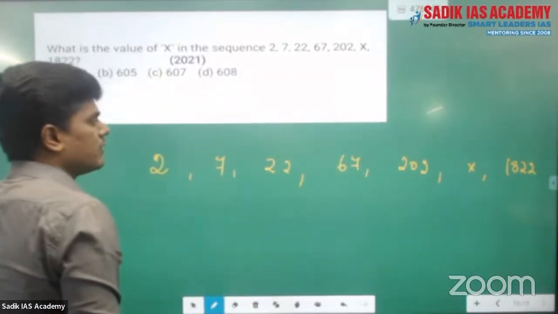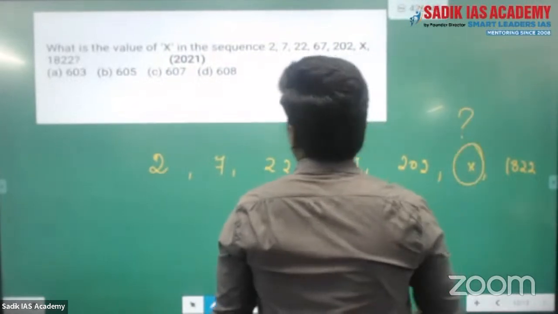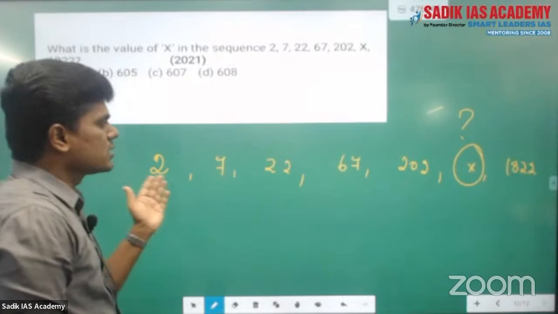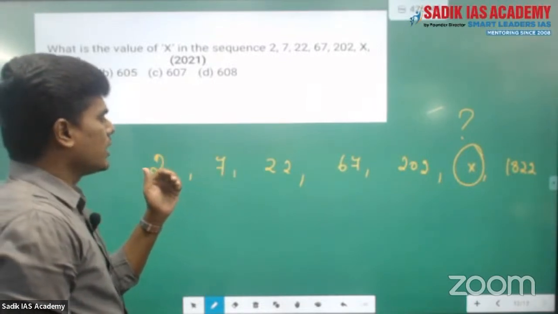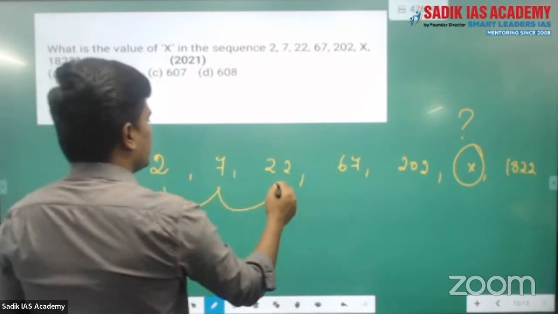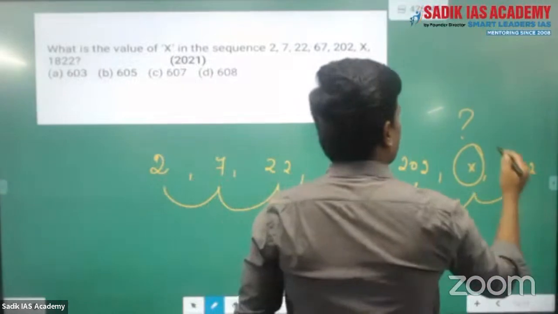This is the sequence they have given. So in the place of X, what number will come? That is the question. What is the value of X in the sequence? So if you just observe this sequence, you can understand one thing: if you try to find the relation between the consecutive, subsequent numbers.